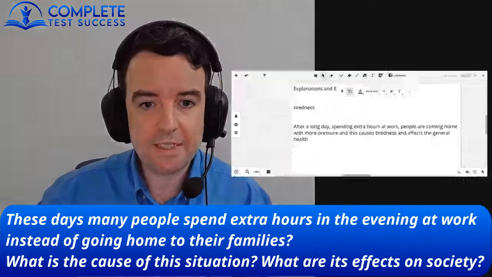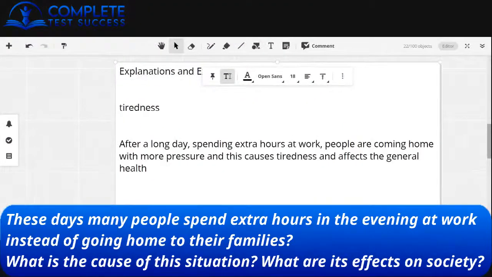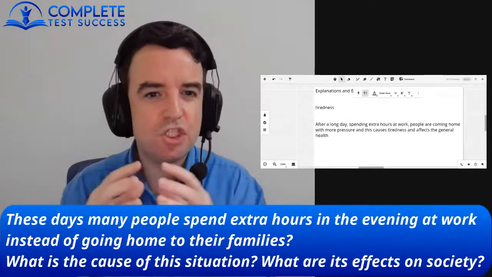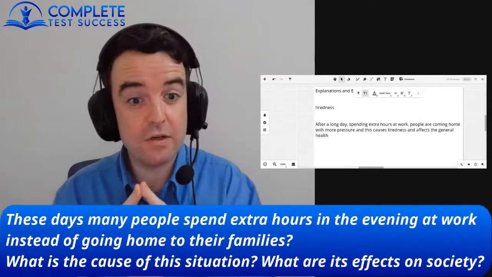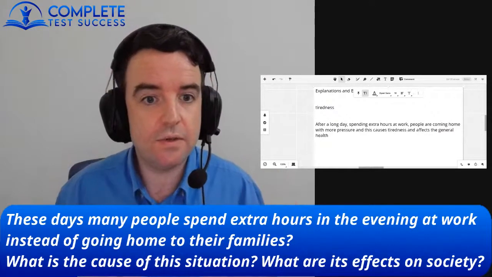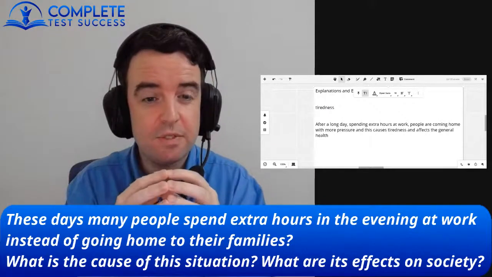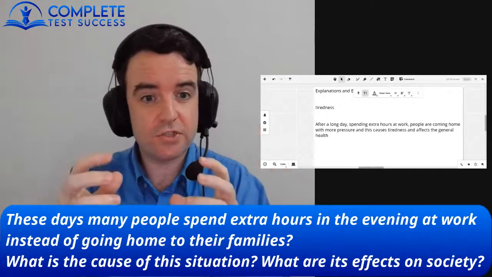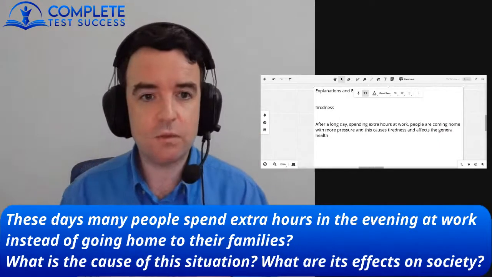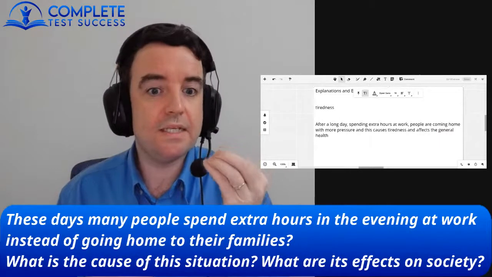So in this case, to say that it affects the general health, that's not relevant, and that more pressure causes tiredness. You have to join the ideas together a bit more clearly for me, because I don't know why stress causes tiredness. You have to tell me how these two things happen, and is it the job is causing stress and the stress is causing tiredness? And if that's what's happening, then why would the main idea not be stress?